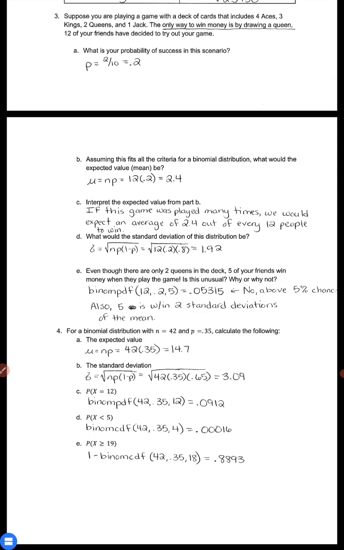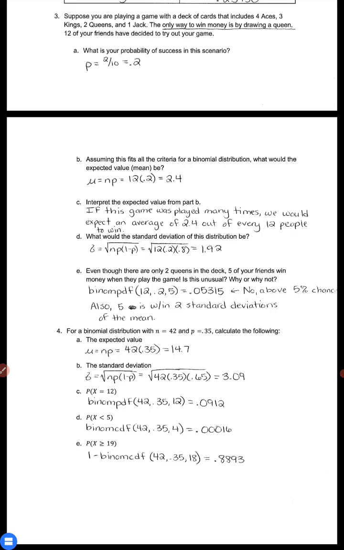Okay? So part B says something a little bit different. It says, assuming that this fits all the criteria for a binomial distribution, which it does, what would be the expected value or the mean? So this is a poor way to word the sentence. Here's what we mean by the mean. If I played this game many, many times, how many times would I expect to win?